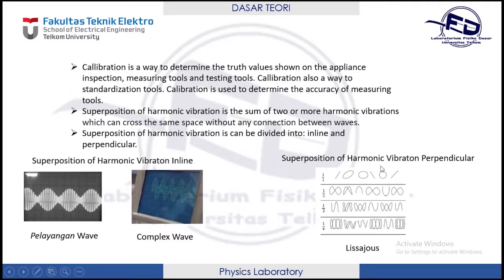Next, superposition of harmonic vibration perpendicular. If we plot the superposition of harmonic vibration in perpendicular, we will get a result. The result is shown on the oscilloscope display, which shows the phase difference, frequency, and amplitude of the wave.